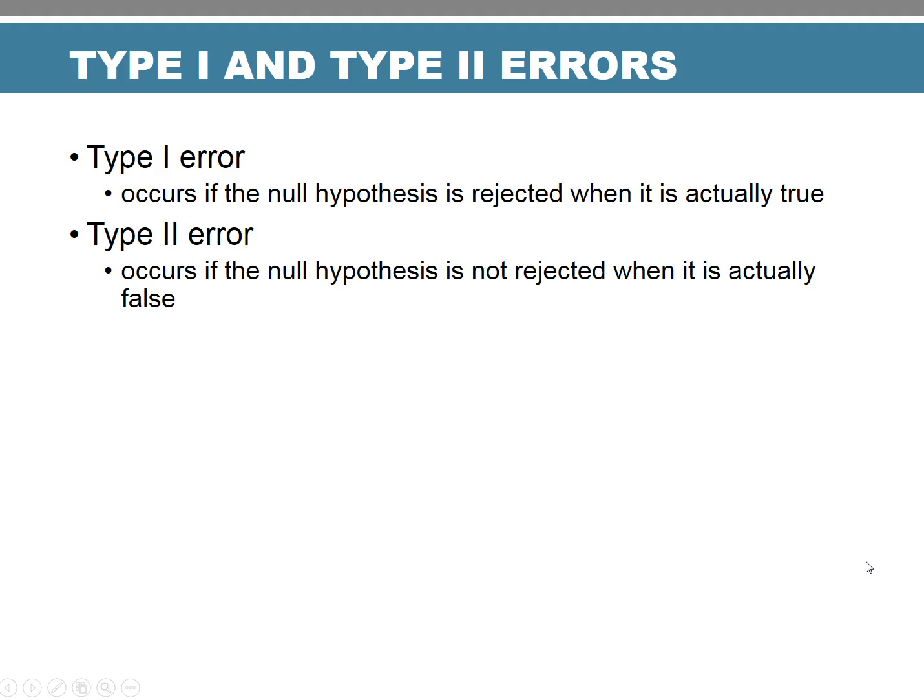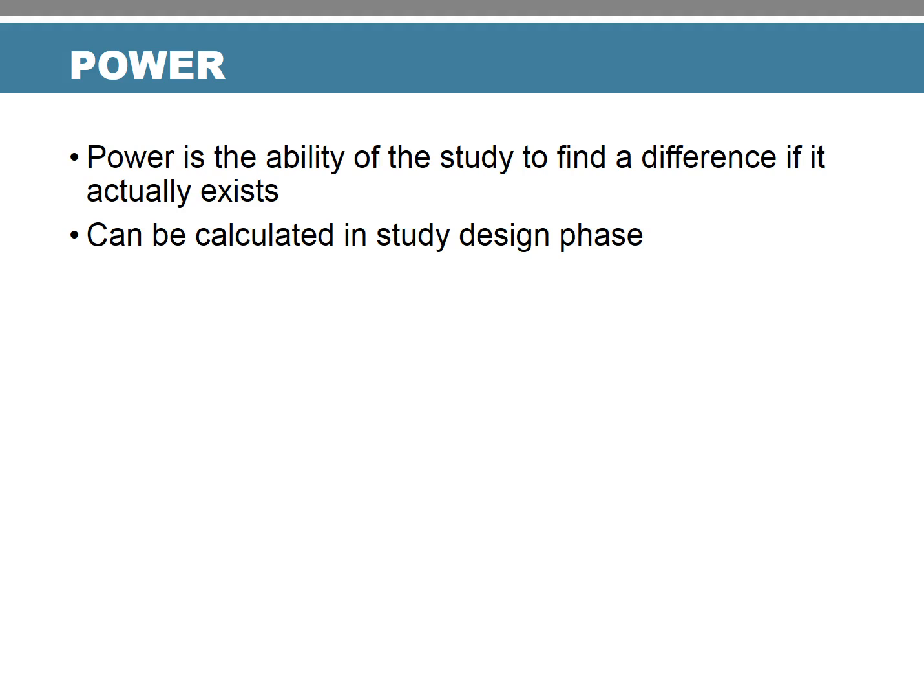So I'm just going to summarize the concepts of type 1 and 2 error and power that we've been talking about. A type 1 error occurs if we reject the null hypothesis when it's actually true, and a type 2 error occurs if the null hypothesis is not rejected when it is actually false. So we fail to reject the null hypothesis, but it is actually false. Power is the ability of a study to find a difference if it actually exists, and this is something that we can (and should) calculate before we conduct our study when we're in the study design phase.